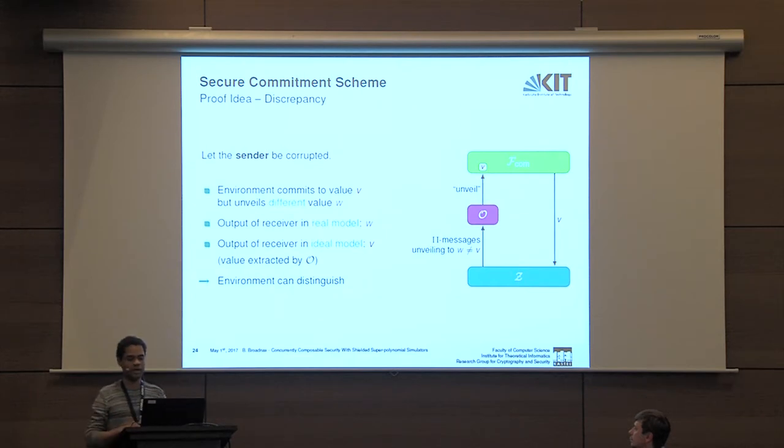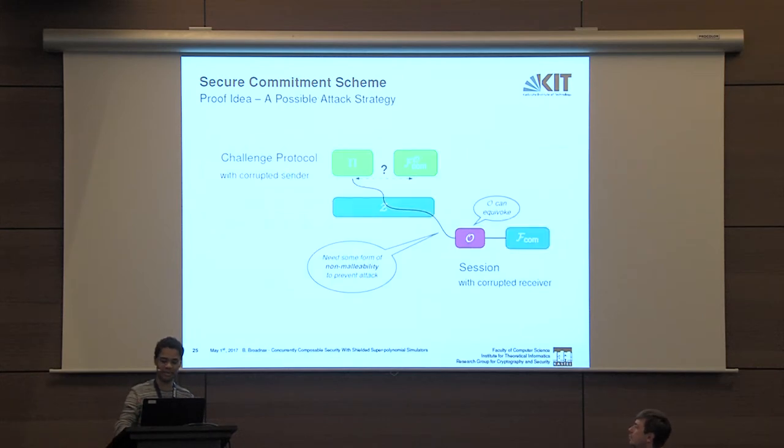Then in the unveil phase, the honest receiver will output w. But in the ideal model, the receiver will output v, the value extracted by O. And so if this event occurs, and we call this event a discrepancy, then the environment can easily distinguish between real and ideal, and we must somehow prevent such an attack. One conceivable way the environment could possibly cause a discrepancy is by invoking an additional F_COM^O session with a corrupted receiver, because in this case, the oracle can extract the equivocation trapdoor and thereby open arbitrarily in the unveil phase.